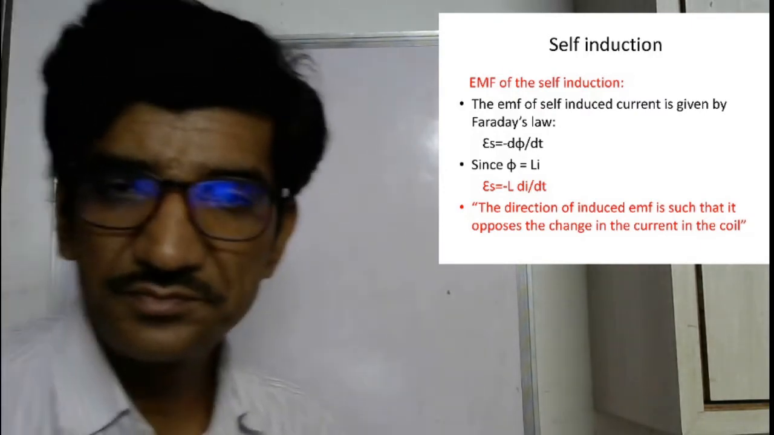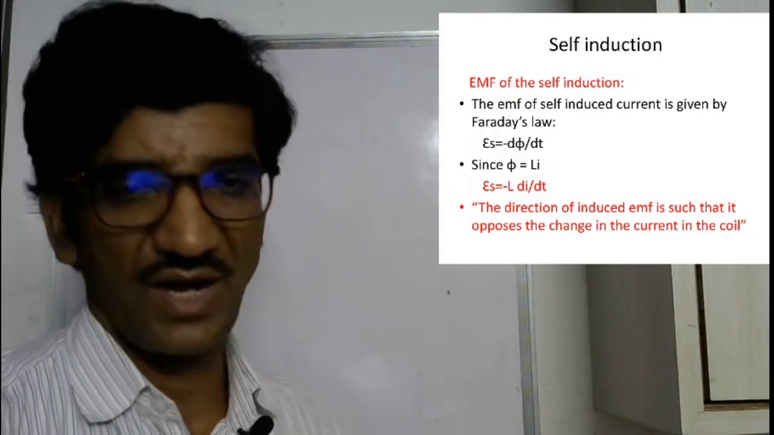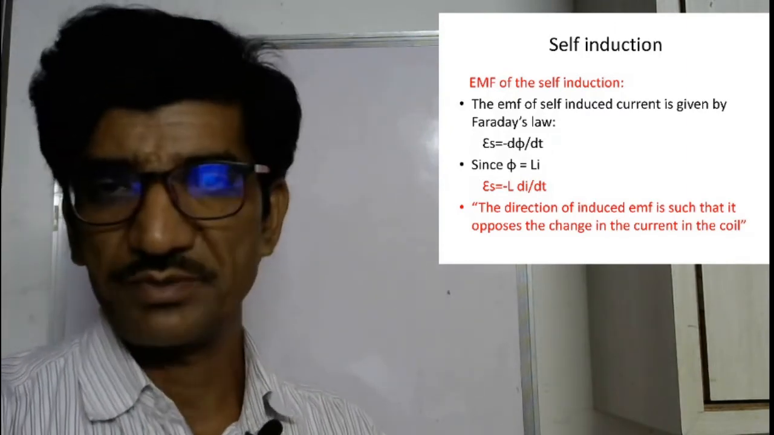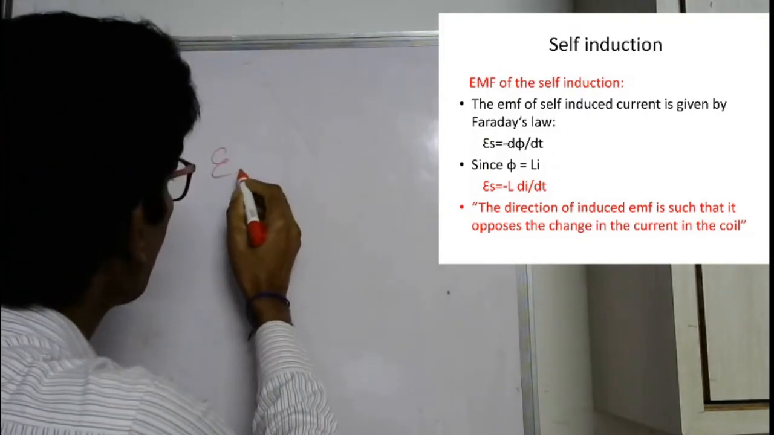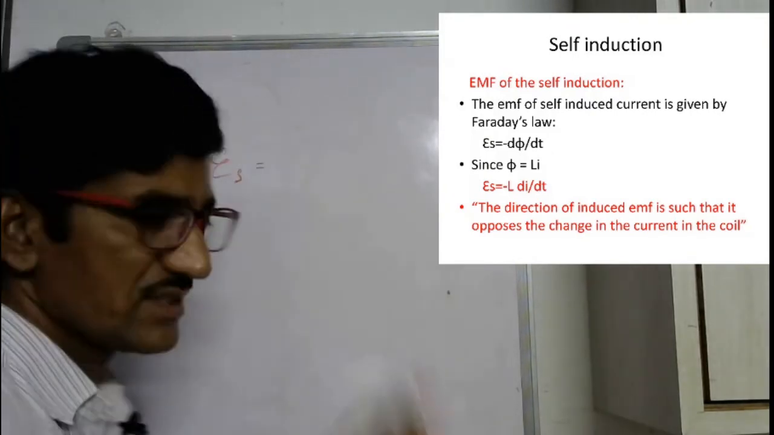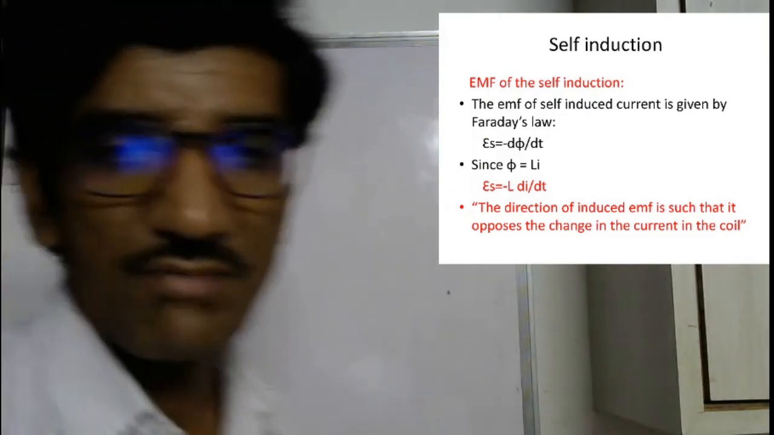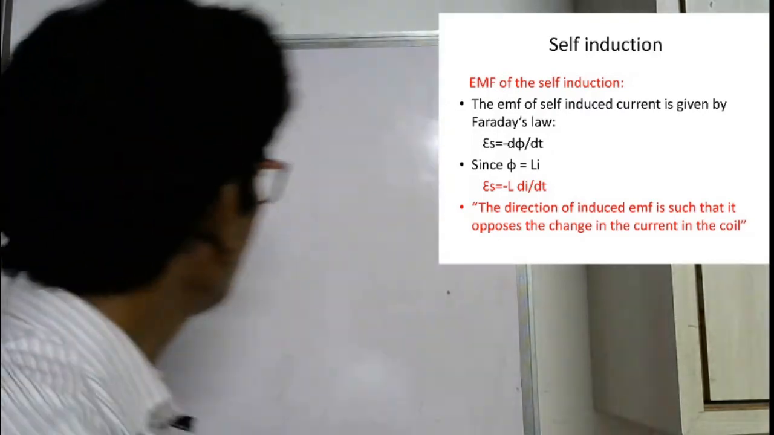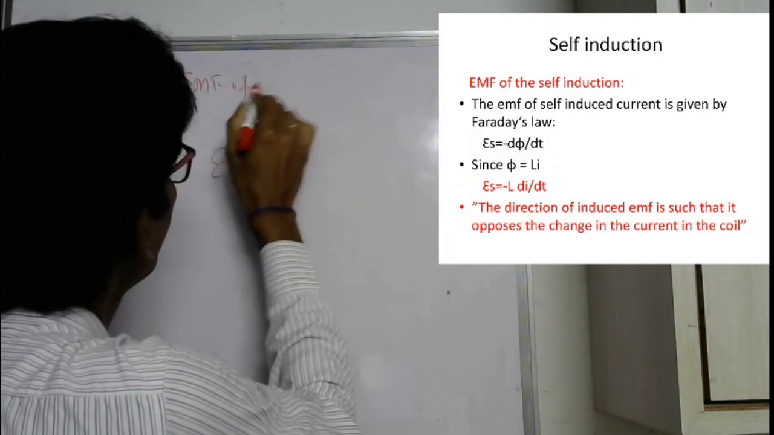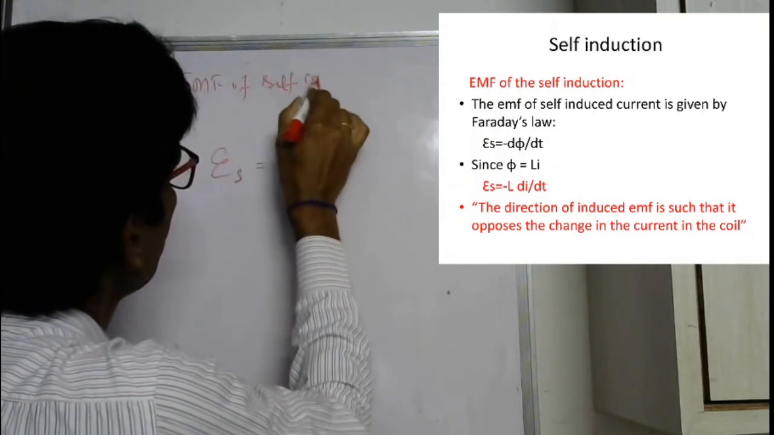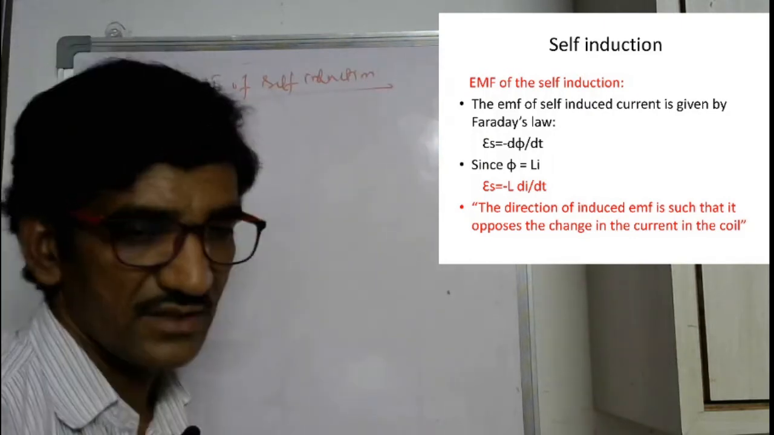Now, this EMF is also due to the change in the flux linked with that loop. Okay. So, let us denote this as E, EMF of self-induction. By using Faraday's law, what is our topic? EMF of self-induction.